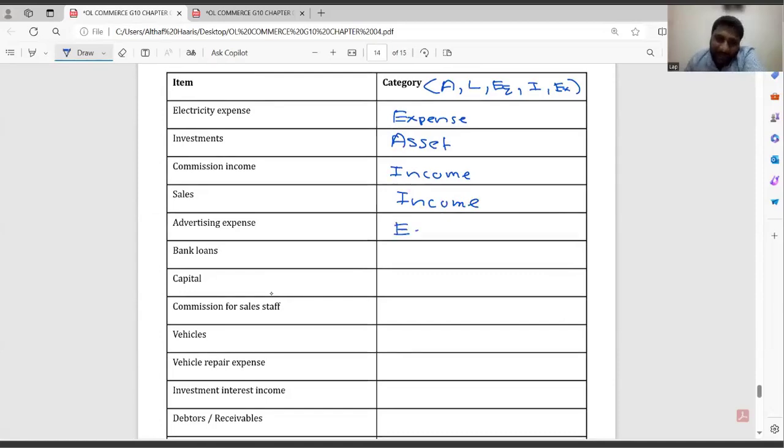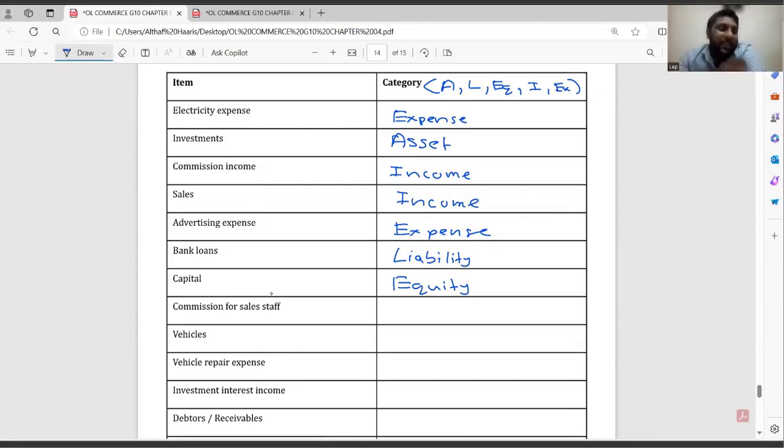Bank loans. Bank loans. Loans. It is a liability. When did a loan ever become an asset for you? Loan is liability for you. Liability. No problem. Capital is part of equity, the owner's portion. Owner's portion, equity, another name, capital.